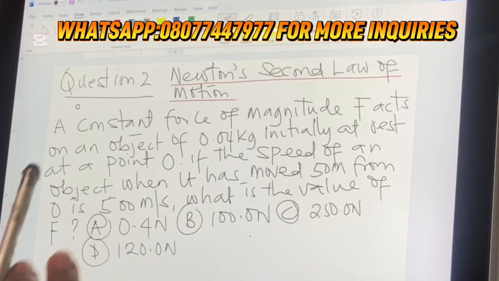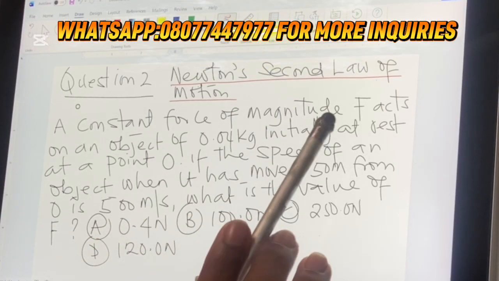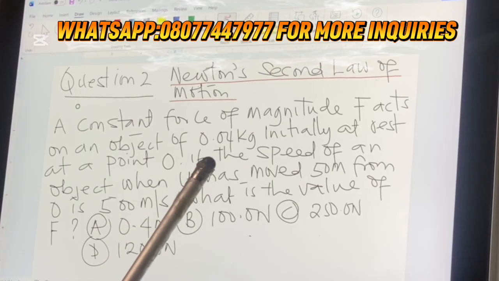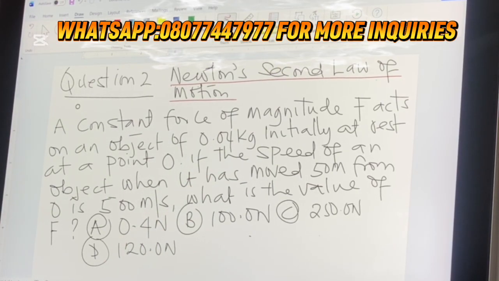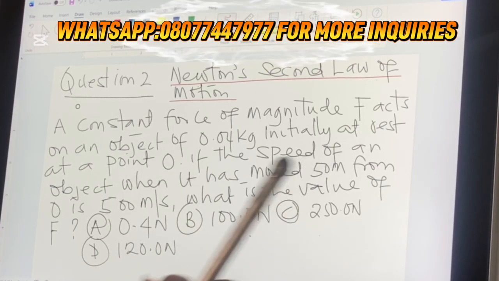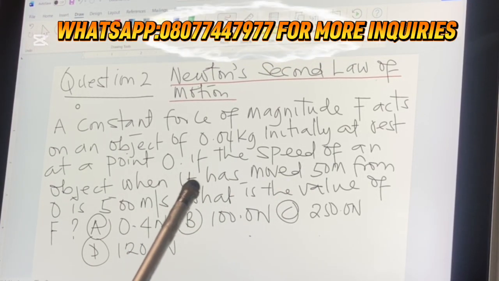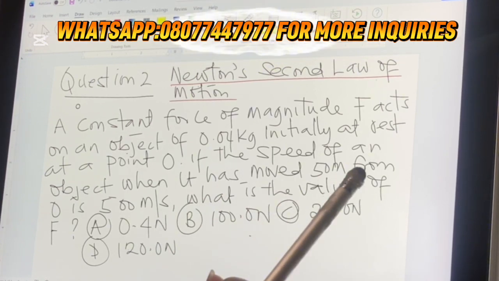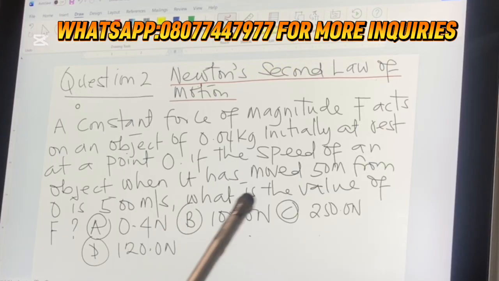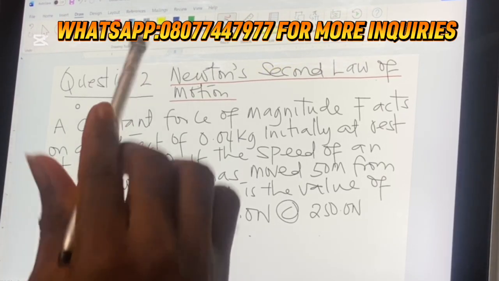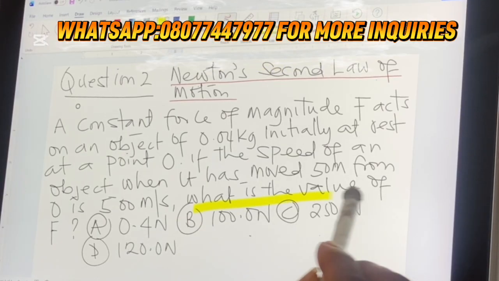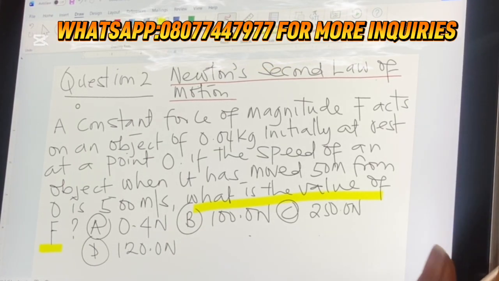They said a constant force of magnitude F acts on an object of 0.04 kg initially at rest at a point O. If the speed of the object when it has moved 50 meters from O is 500 meters per second, what is the value of F? So we are asked to find the force on this object, that is the value of the force. F is representing force, okay?